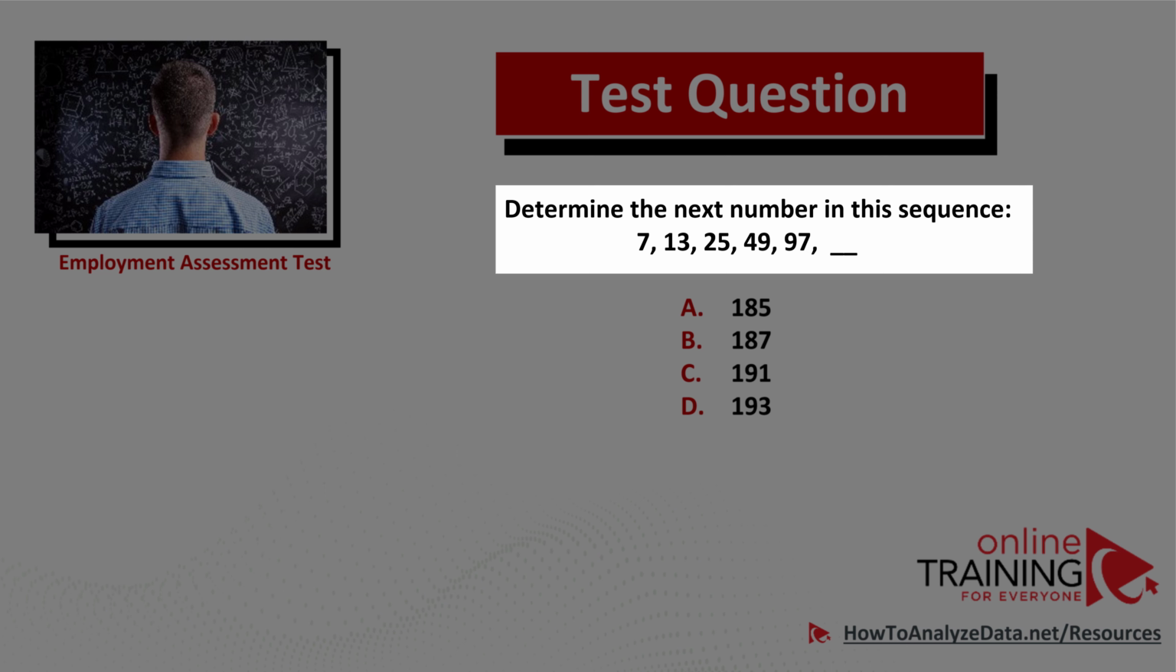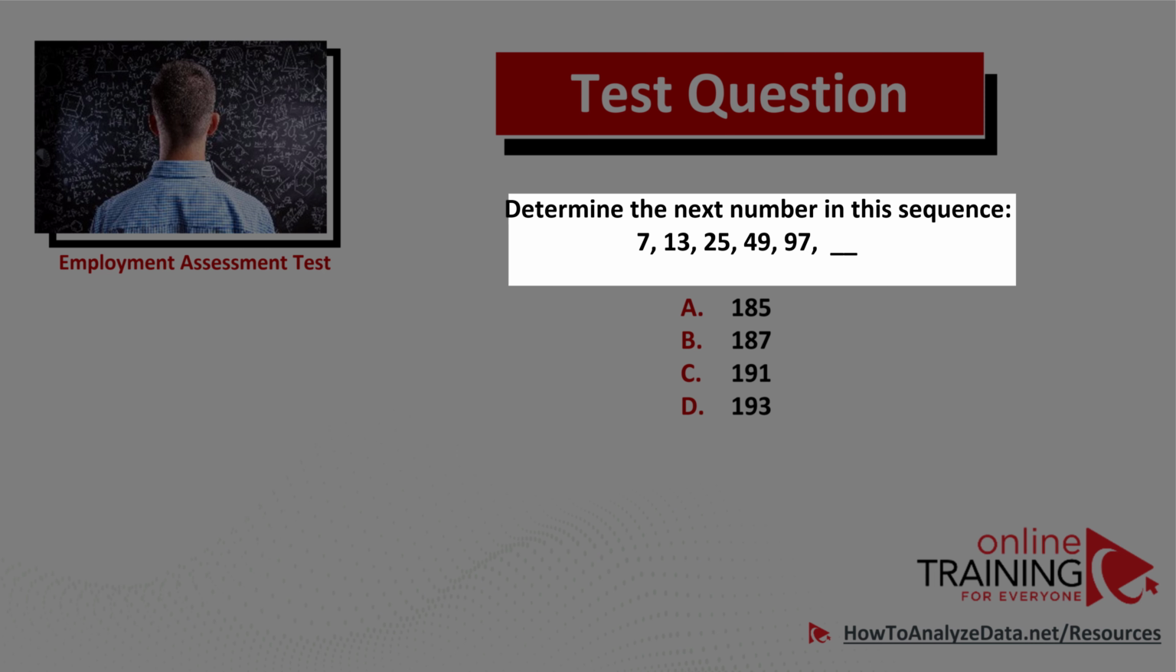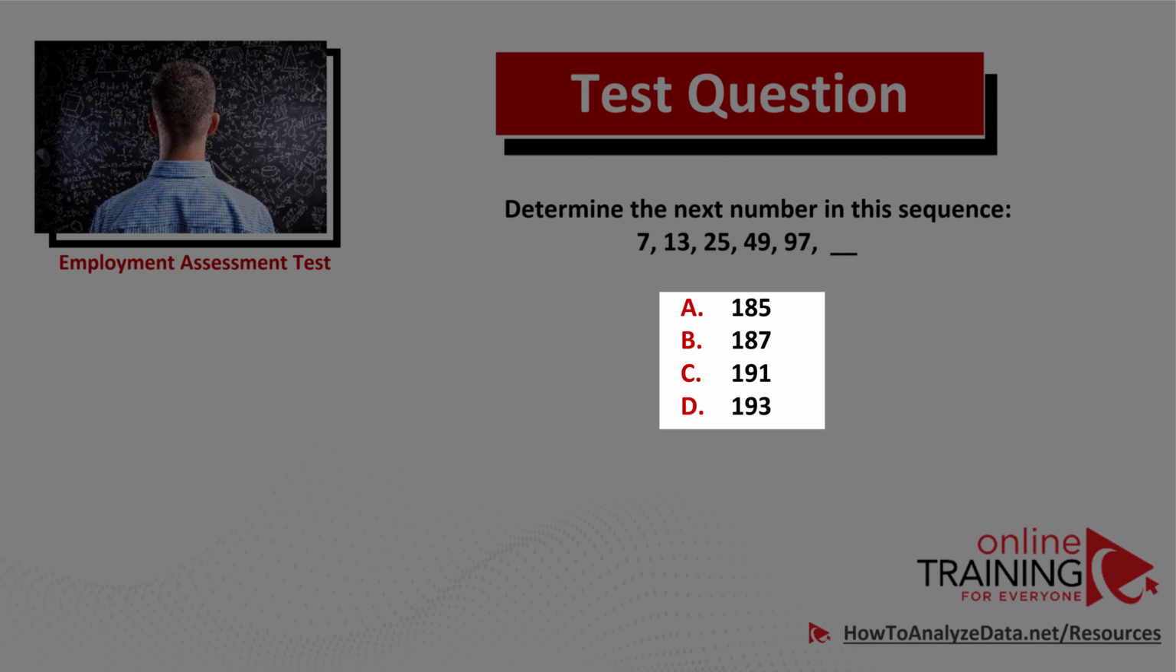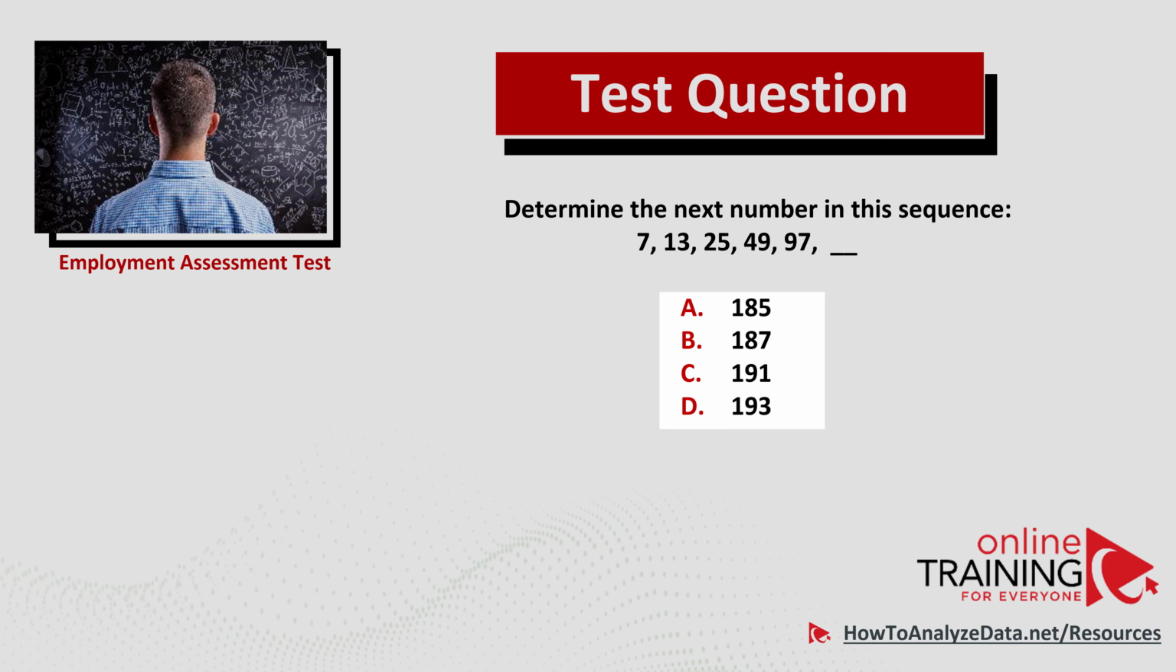Let's look at them. 7, 13, 25, 49, 97, and then you need to determine number 6 out of 4 possible choices. Choice A, 185, choice B, 187, choice C, 191, and choice D, 193. Do you think you know the answer? Now might be a good time to pause this video to see if you can come up with the solution on your own.